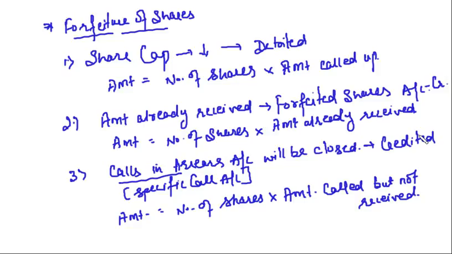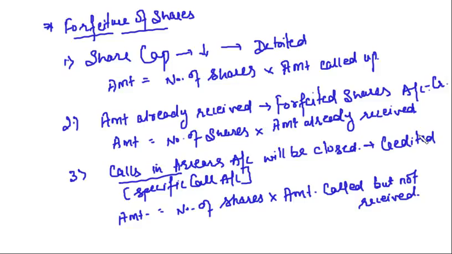Share capital will reduce. If the share capital is reducing, it will be debited. What is the amount? Number of shares multiplied by amount called up. Then the amount already received will be transferred to a new account known as forfeited shares account. This account will be credited. The amount is equal to number of shares multiplied by amount already received.